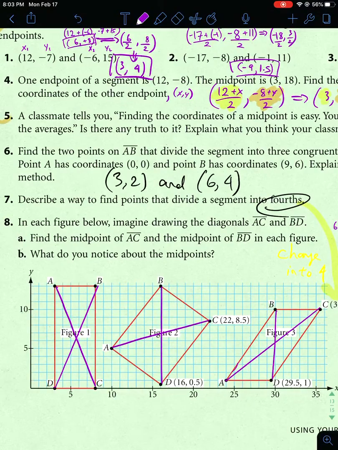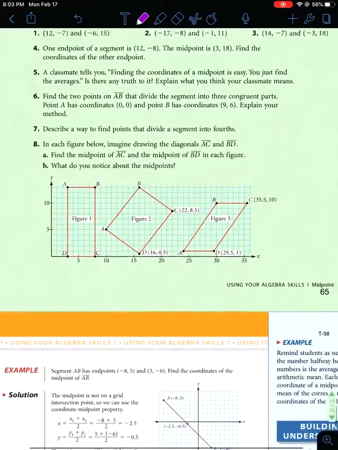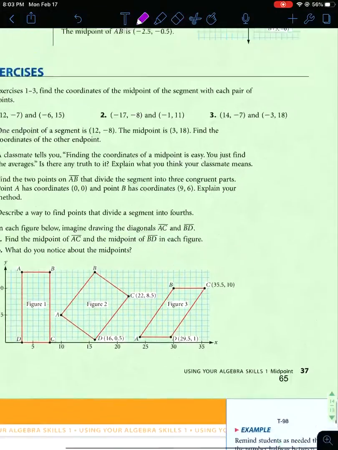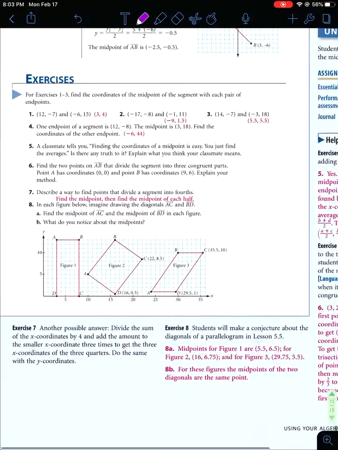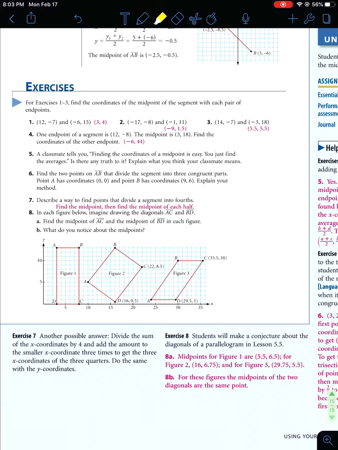Find the midpoint of AC and the midpoint of BD. I'm just gonna say that it's that number, it's this number, and it's this number. And we're just gonna scroll down to the answer key for this part. Number 8, where are you? Answer, it is down here. There are the midpoints. Midpoints for figure 1 are this and that. For these figures, the midpoints of the two diagonals are at the same point. Okay, nice. Alright, so that's the last video reviewing the classwork.